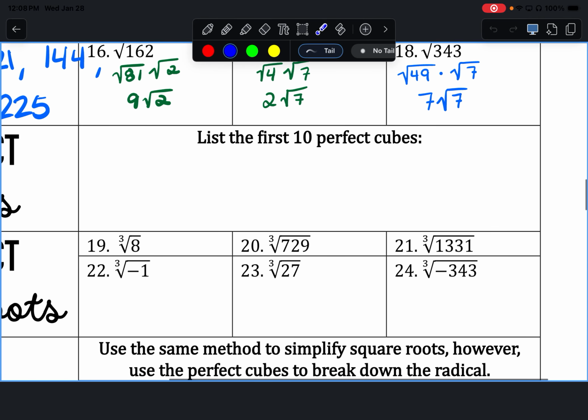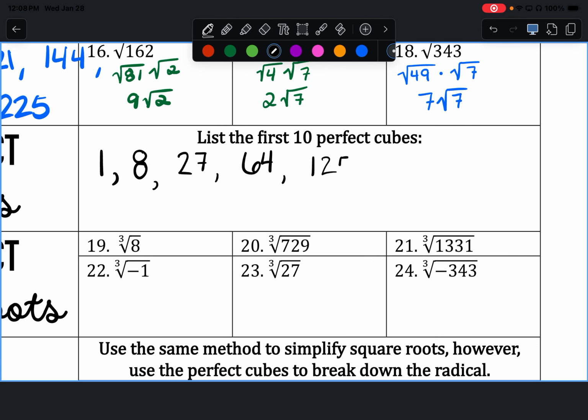So what is 1 cubed? What is 2 cubed? 3 cubed? 4 cubed? 5 cubed? 6 cubed? 7 cubed? 8 cubed? 9 cubed? 10 cubed?